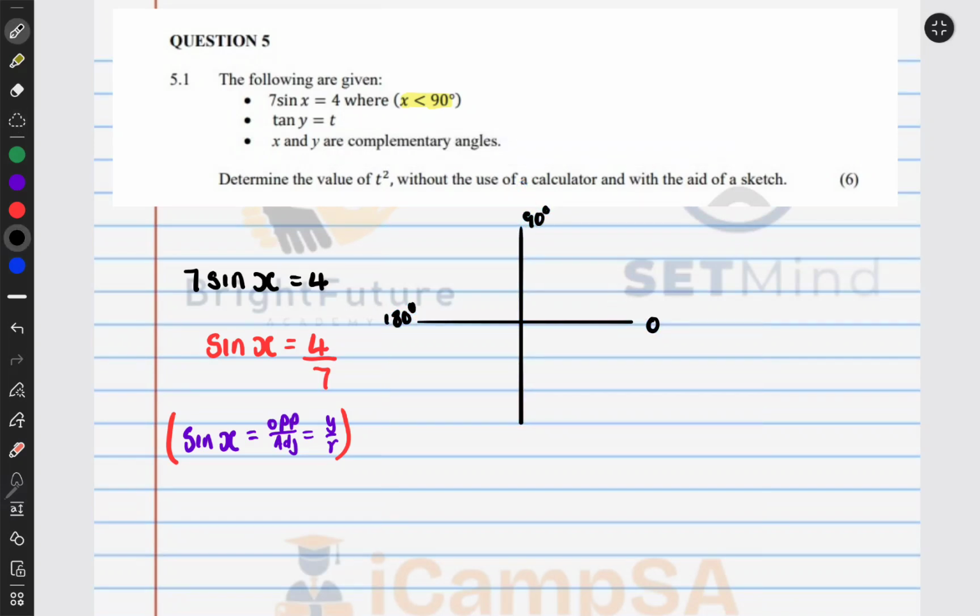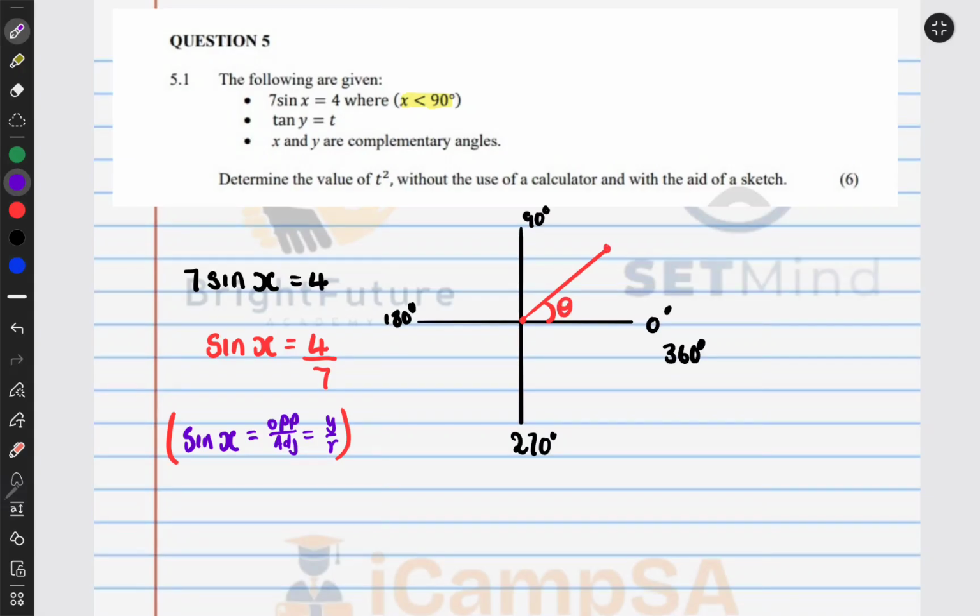270 degrees and 360 degrees. Okay, it means that the terminal arm will now be found in the first quadrant because theta is less than 90 degrees. Okay, that's the terminal arm.